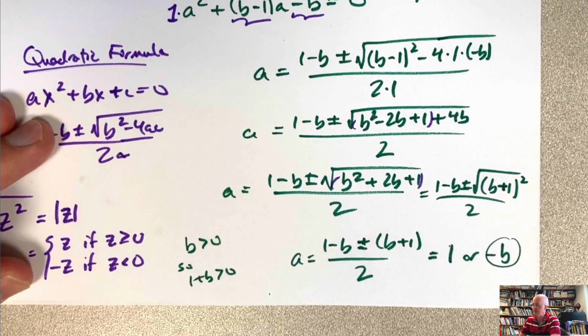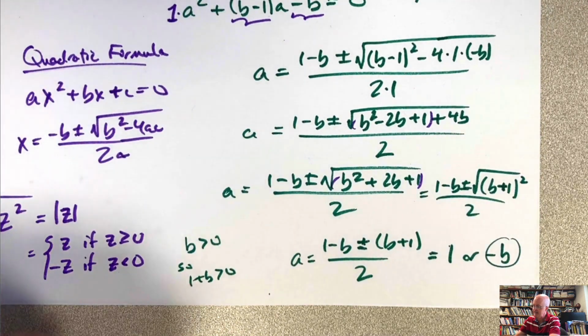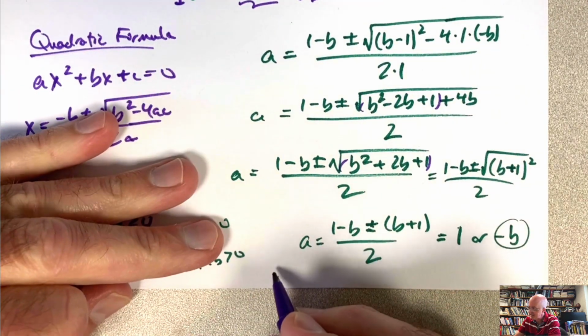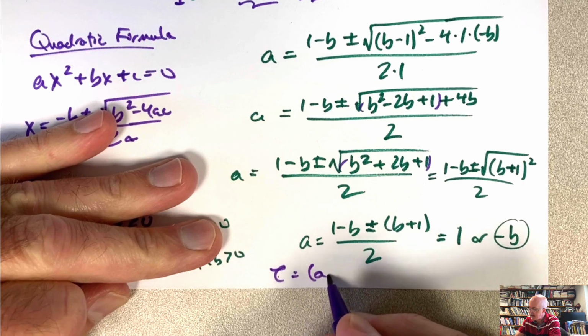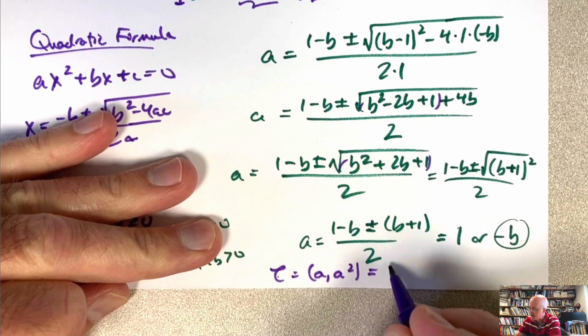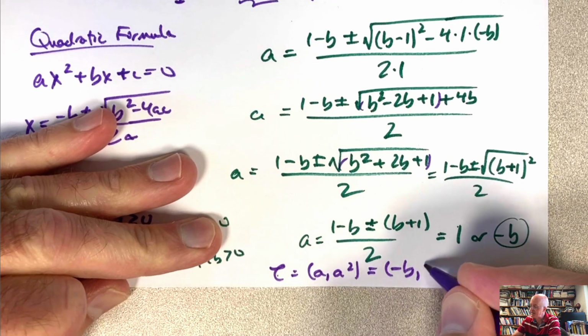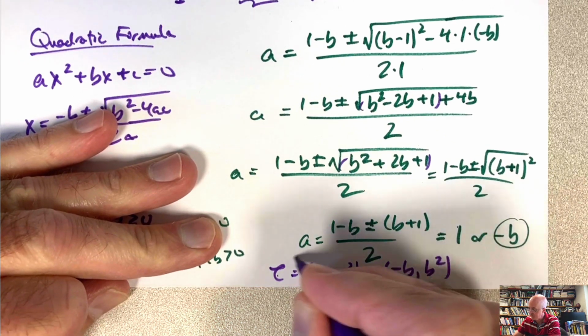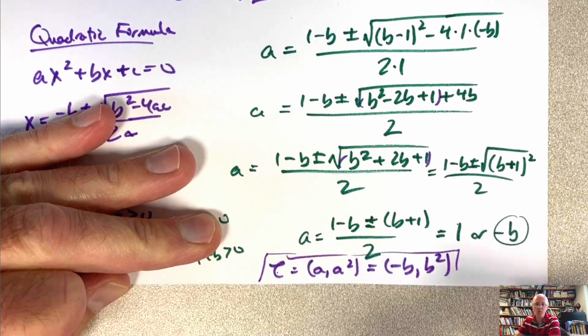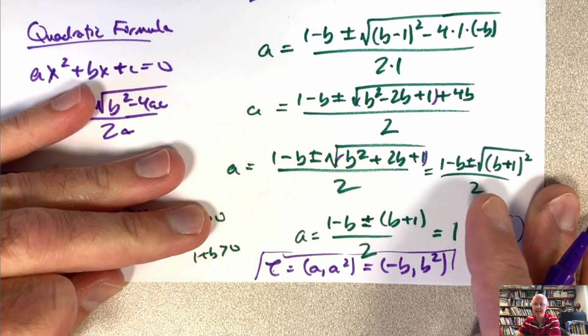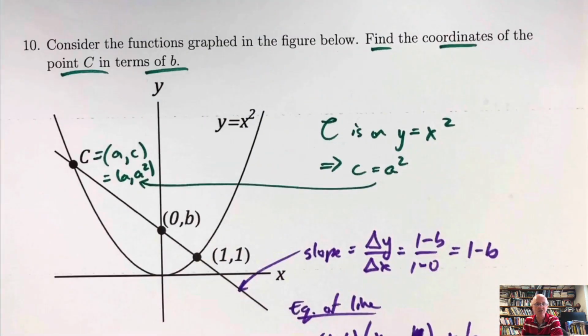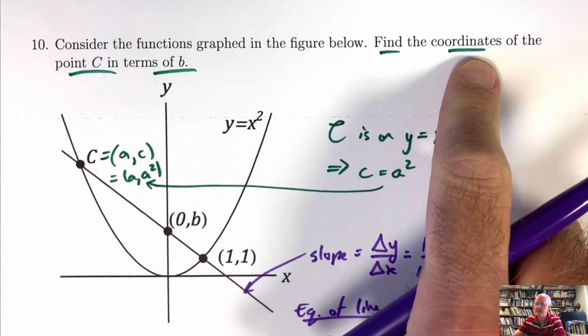So the final answer is that the coordinates of c, which are a comma a squared, are negative b comma negative b quantity squared, which is just b squared. There's how the coordinates of c depend on b, and that does solve the problem. I found how the coordinates depend on b.